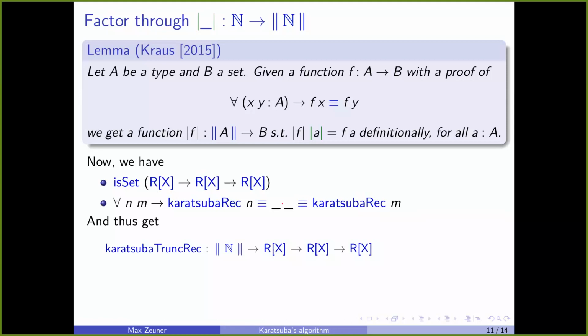So we want to define a binary operation, right? But that's a set because rings are taking the sets in our setting. And we just prove that for any n, our Karatsuba rect is just multiplication. So those are equal as functions by functional extensionality, I should say. And so we can factor through it's up here, so you can't really see it. Factor through the map that goes from n into the truncation of n. And we get this function Karatsuba trunk rect.